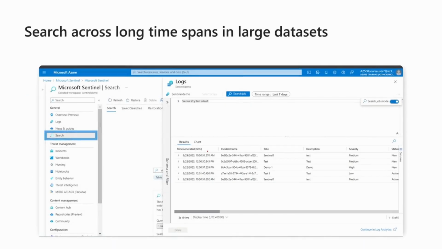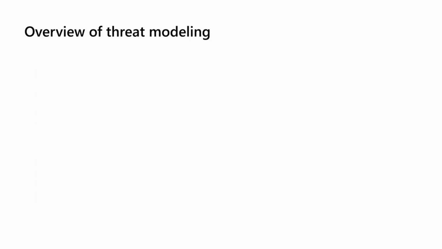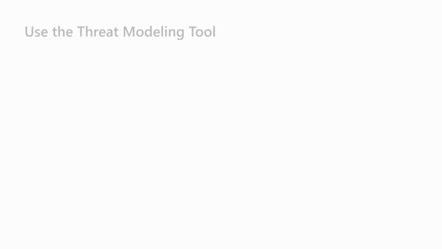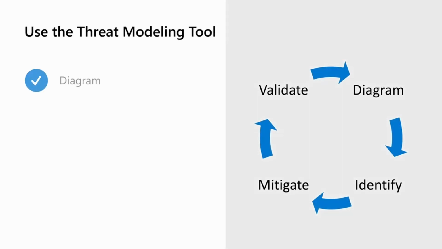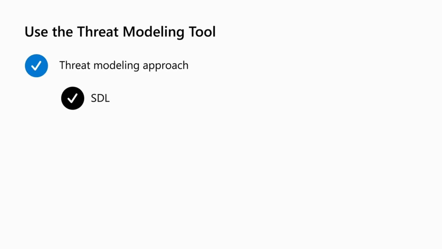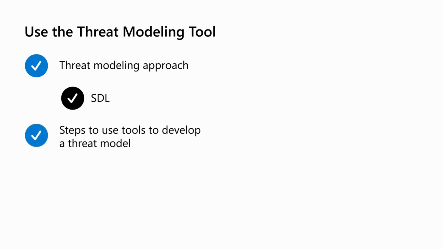Then you learned to search for the long time span and extensive data using the Search Job feature to review the archive data. Next, you explored threat modeling, where you learned different phases of threat modeling such as design, break, fix, and verify. Alongside, the threat modeling tool's methodology entails generating a diagram, identifying issues, mitigating them, and validating each case. Further, you learned Microsoft Security Development Lifecycle, or SDL, threat modeling approach in Threat Modeling Tool. You explored steps to use the tool to develop a threat model for the security process, analyzed, and reported the threat.